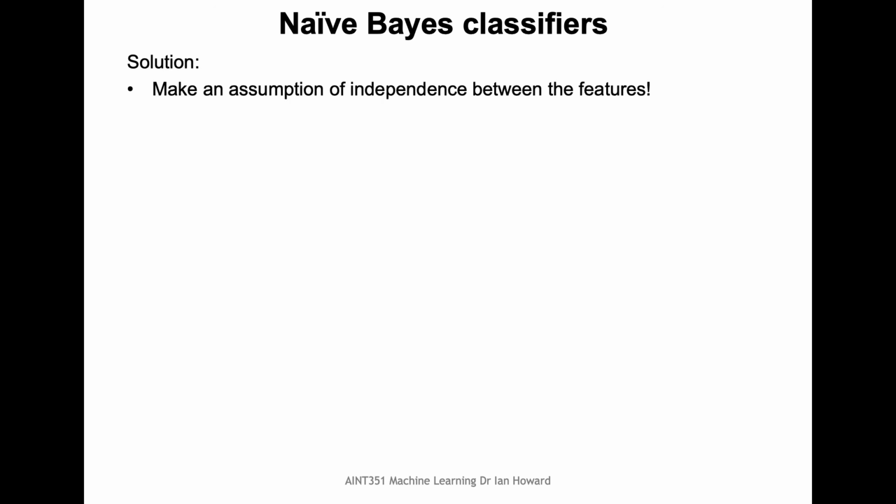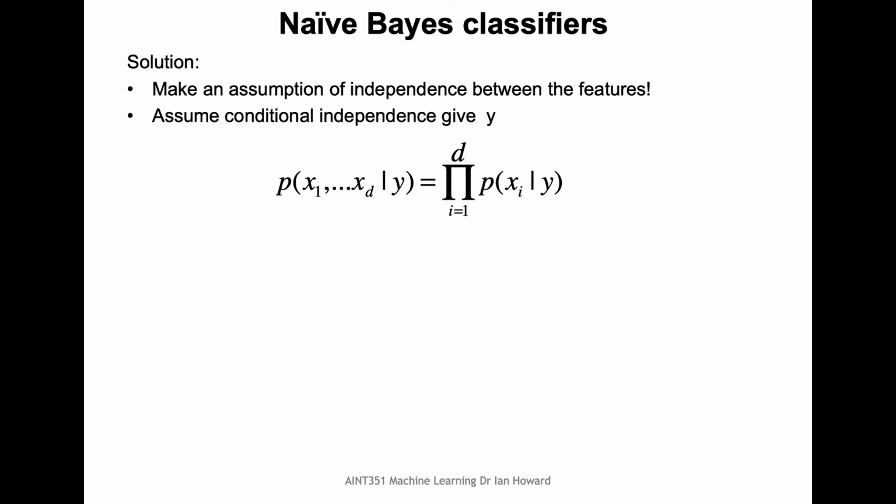So what's the solution? Well, if we can assume that the features are independent, then all we have to care about is what the variances of the features are. So what's the sigma squared for each feature? And we'll just forget about covariance. So if we assume things are conditionally independent, and that means given the class, we're going to assume the features are independent, then that's quite nice.